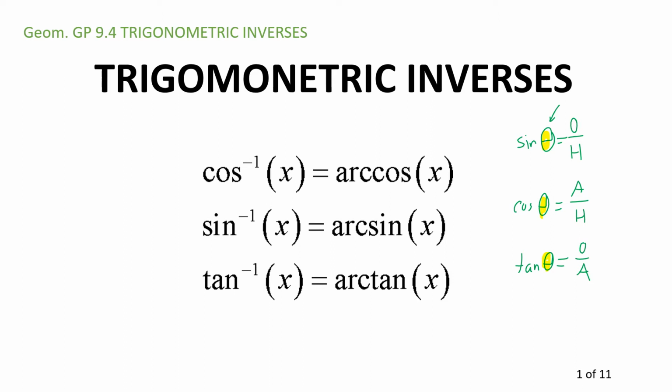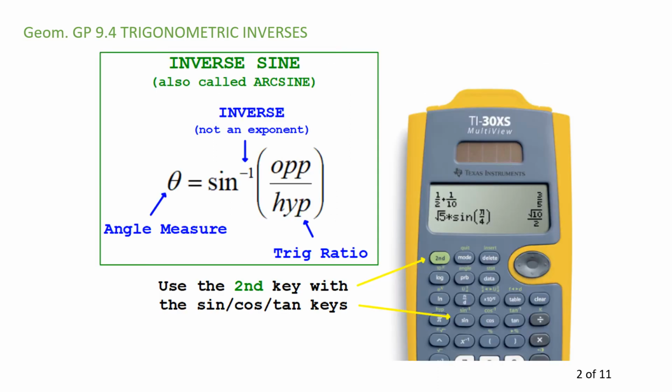over adjacent. Well, what if you don't know the angle? If you know both the sides and you're trying to find the angle, you're going to use what's called the inverse. You can see it's raised to the -1. It's not quite the same thing as the typical -1. It's also sometimes called the arc cosine, the arc sine, and the arc tangent. Those terms seem a little old-fashioned to me, but I'm old-fashioned.